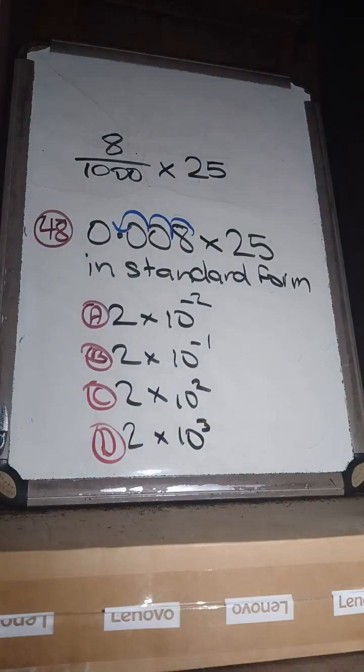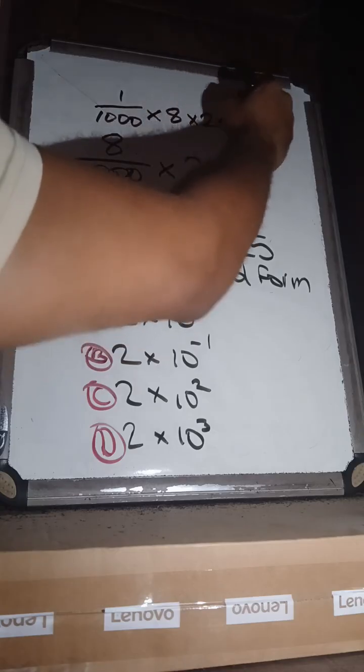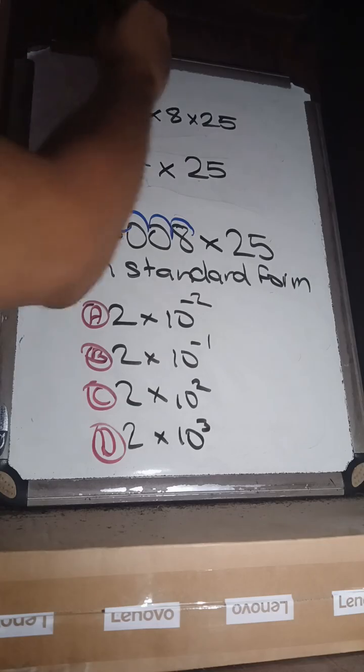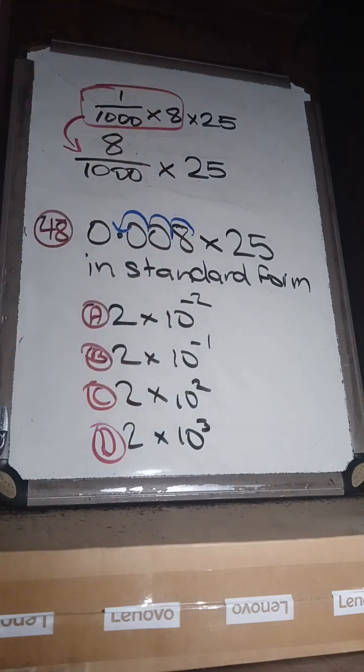Now that's one element of it. But if you wanted to break it down a little bit more, what you really have is 1 over 1,000 times 8 times 25. If you multiply 8 by 1 over 1,000, you end up with this. So this is the same as that right here. And the beautiful thing about multiplying is that the order matters not.